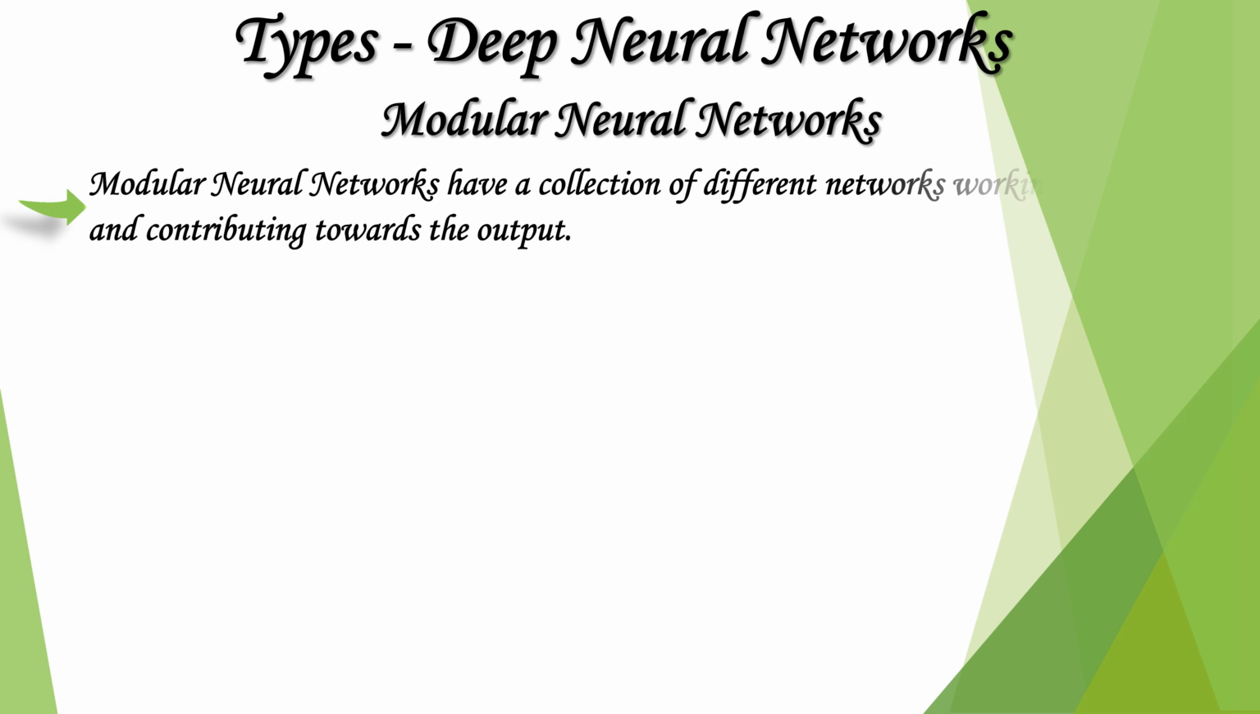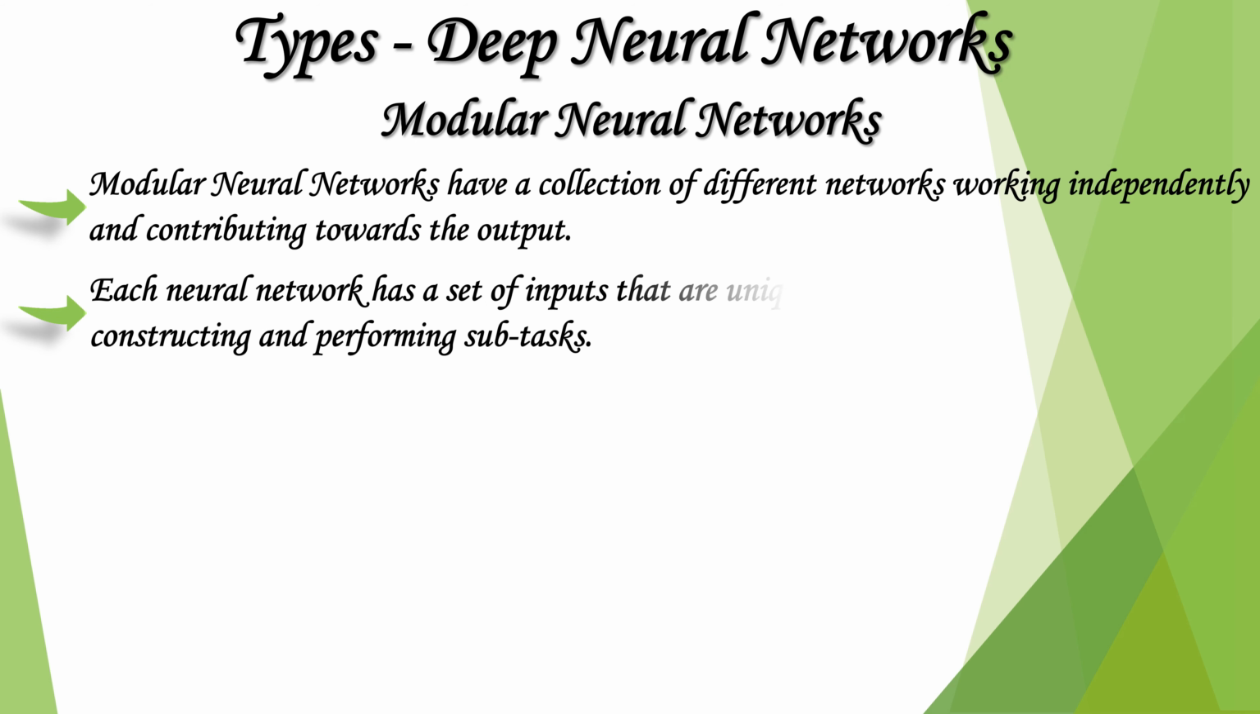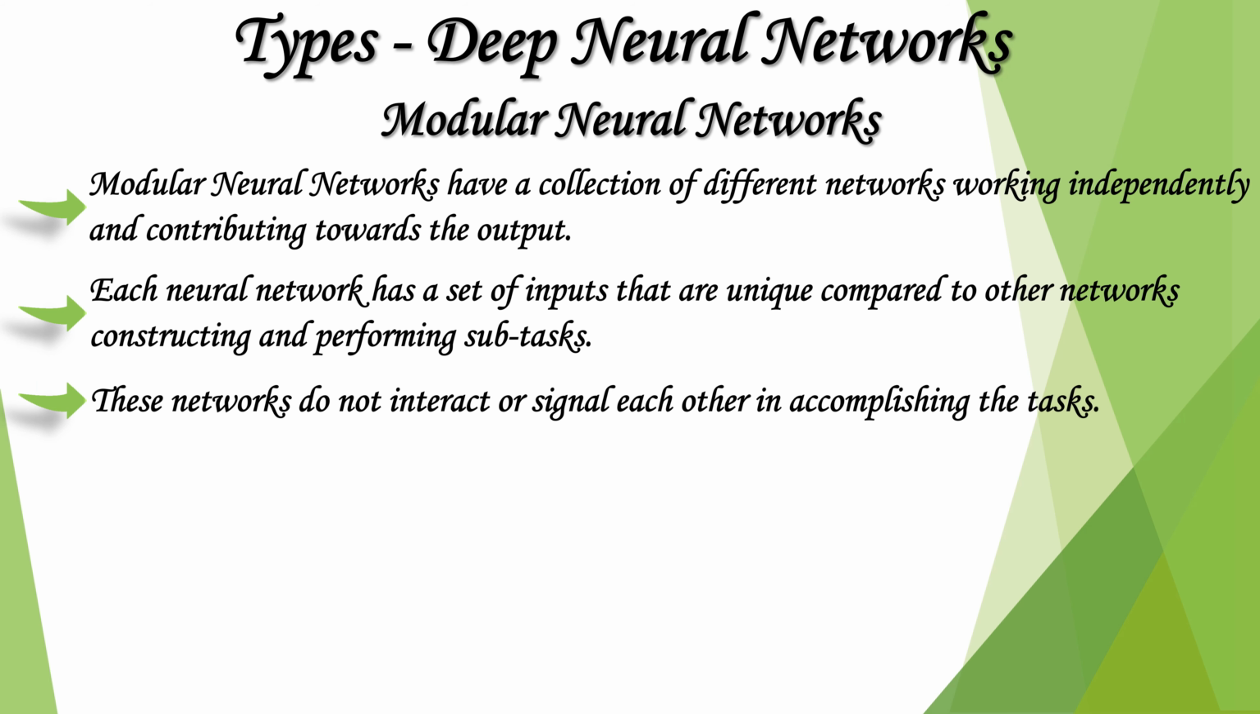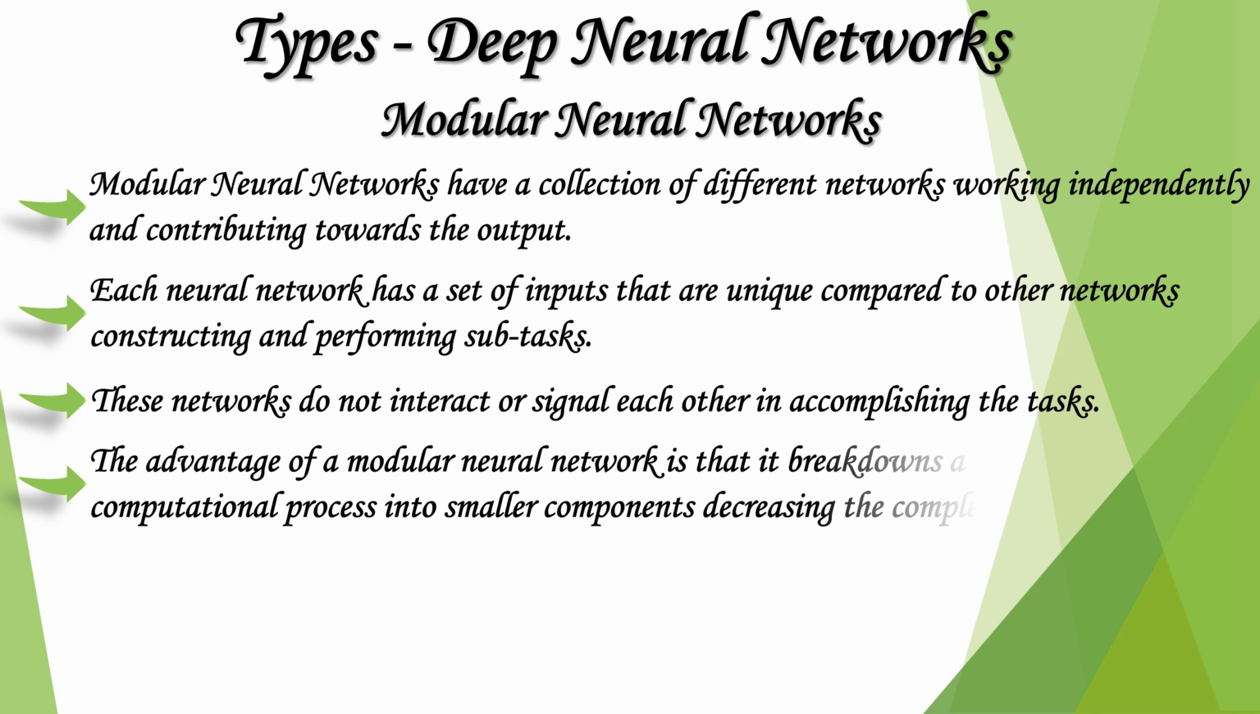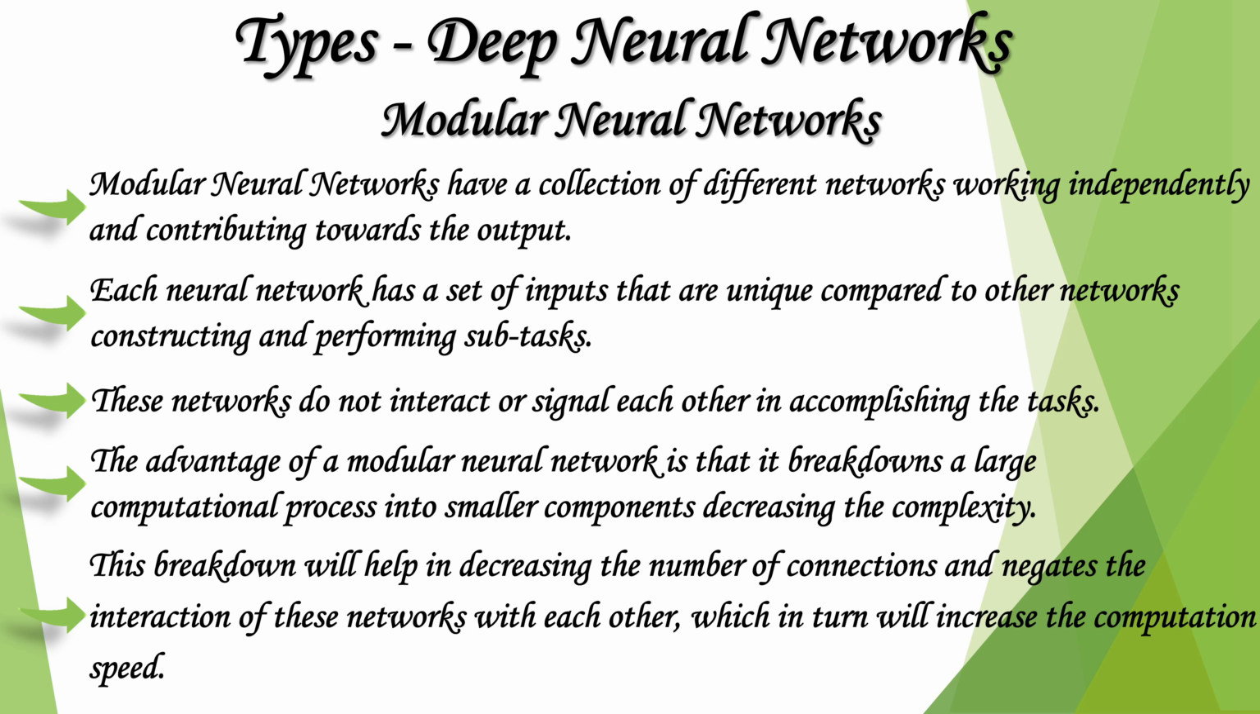Modular neural networks. Modular neural networks have a collection of different networks working independently and contributing towards the output. Each neural network has a set of inputs that are unique compared to other networks, constructing and performing subtasks. These networks do not interact or signal each other in accomplishing the tasks. The advantage of a modular neural network is that it breaks down a large computational process into smaller components, decreasing the complexity. This breakdown will help in decreasing the number of connections and negates the interaction of these networks with each other, which in turn will increase the computation speed.